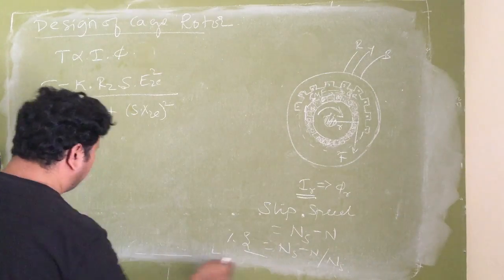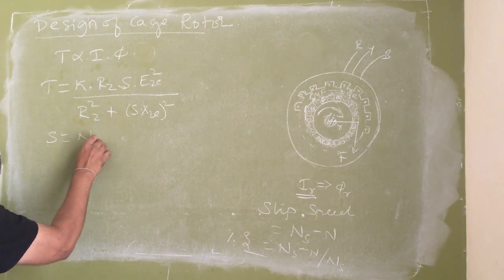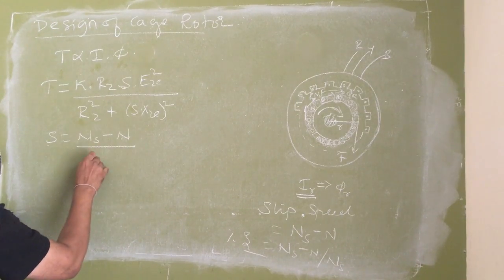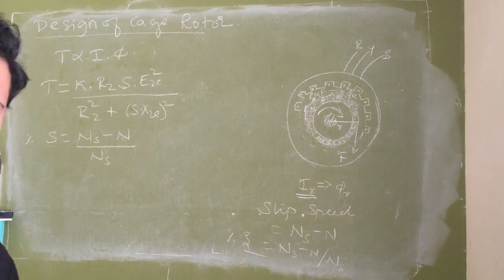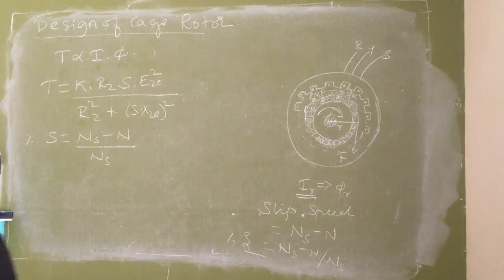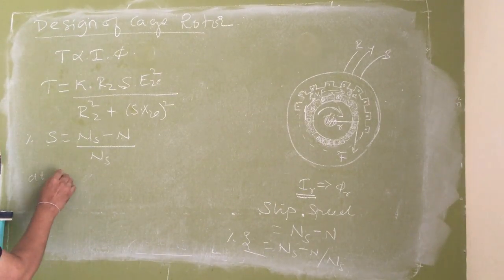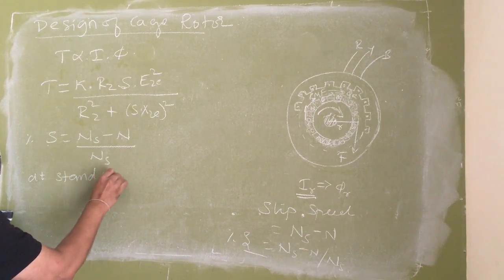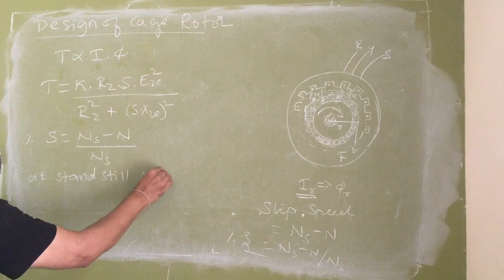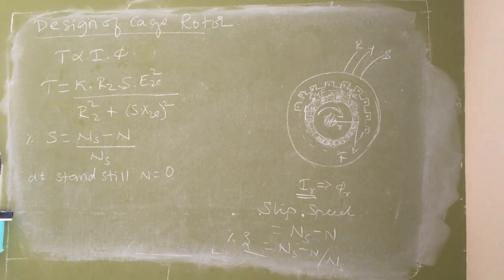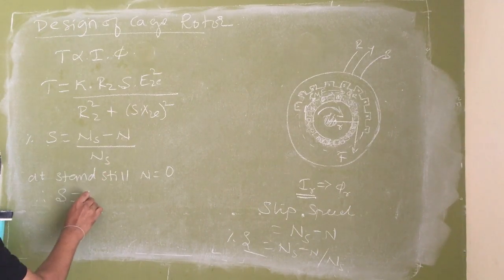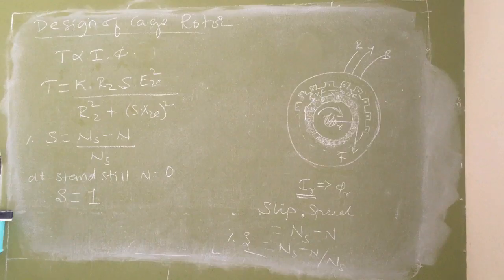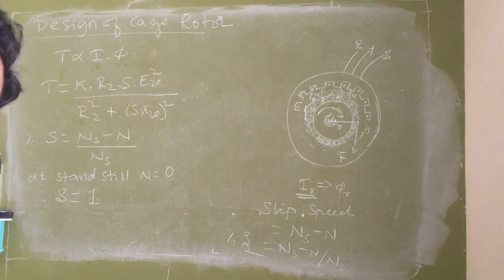So what is the value of slip? Now S is equal to (Ns minus N) upon Ns. Percentage slip will vary from 0 to 100%. Now at standstill, N is equal to 0. Therefore, what is slip? (Ns minus 0) by Ns, it is 1. The slip is maximum when it is at standstill.